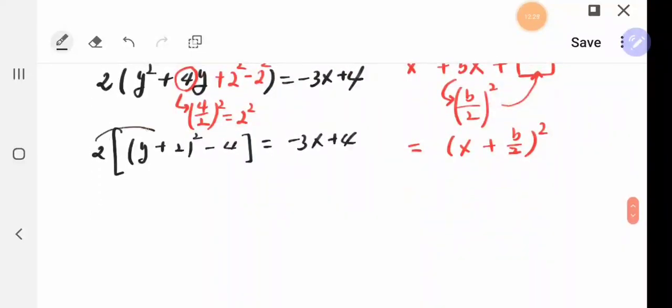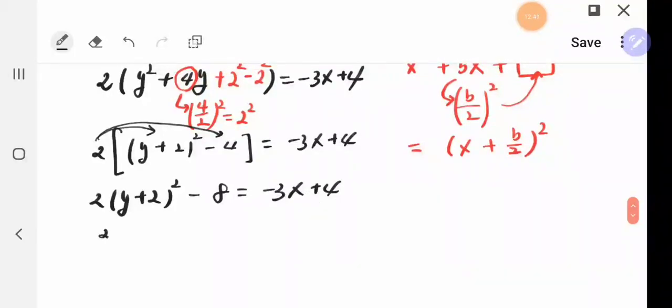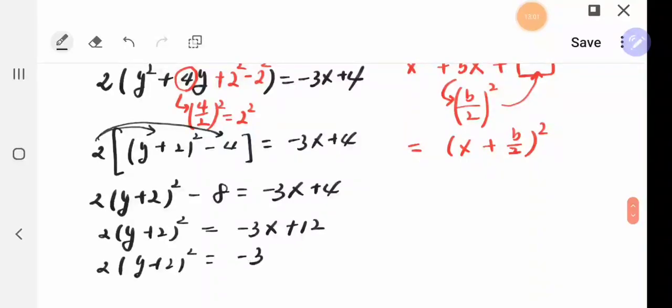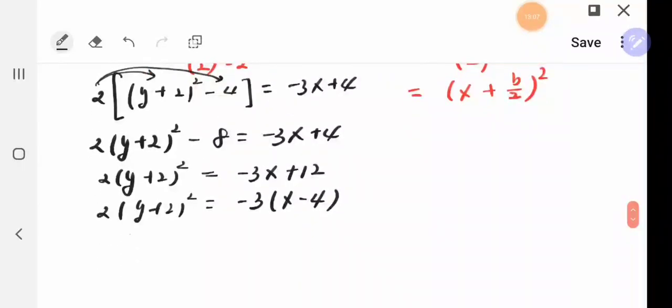Then you can distribute, so it will be 2 times y plus 2 squared minus 8 is equal to negative 3x plus 4. Then 2 times y plus 2 squared, move minus 8 to the right, then 4 plus 8 is 12. Why don't we factor out negative 3 from the right-hand side of the equation, giving negative 3 times x minus 4, and then divide each side by 2. So we have a form like this.